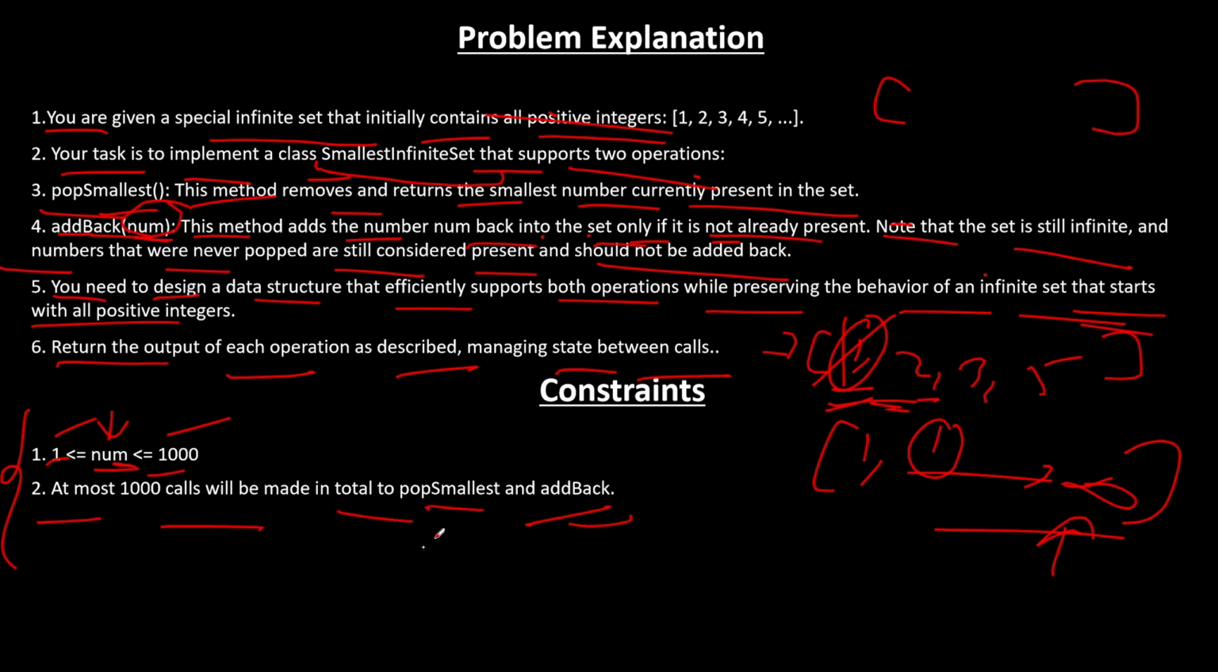Okay, the question is pretty straightforward. In layman language, you are given a set. You have to pop the smallest element currently present in the set, or you have to add a new element into the set which has been already popped out. That's all. And if that element already exists in the set, we cannot push it back into the particular infinite set. Fine. Now let's go to the next slide.